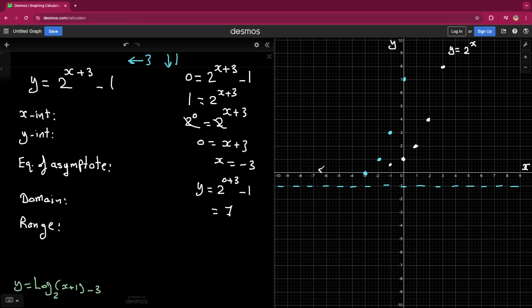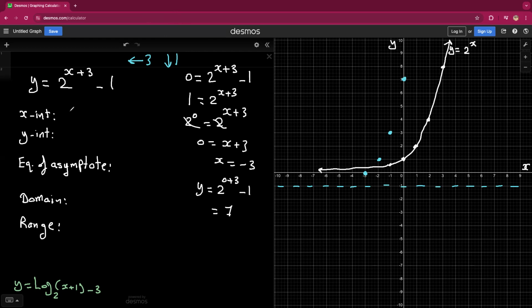The parent graph should have been looking like this. That's how y equals 2 to the power of x looks. So now, again, we're just going to go back to the shifts. So it's shifting 3 to the left and 1 down. And basically, that's the y-intercept. We already calculated that. Okay.